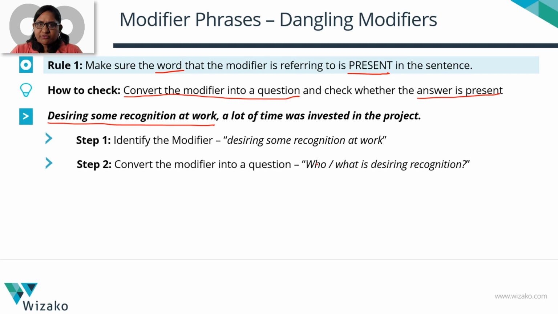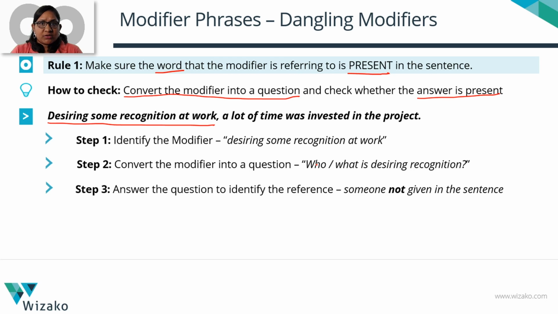And when you ask that question and you check what is the answer to that question, you realize that who or what is desiring recognition at work is not given in the sentence. If it's not given in the sentence, then the modifier is just dangling there. That's why this error type is called dangling modifiers. You have a modifier, but the word that it's supposed to be describing, the word that it's supposed to be attaching itself to, is actually not there in the sentence.